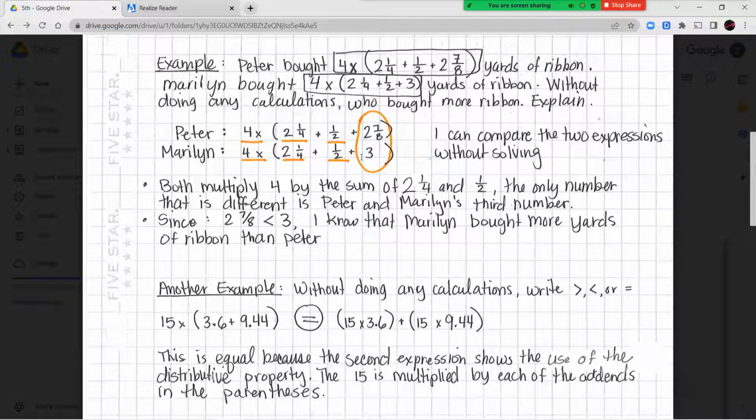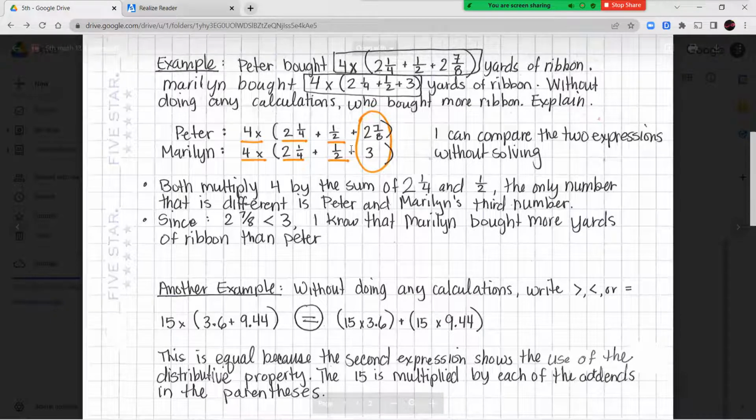Now I can compare the two expressions without solving because I can see that both of them multiply the sum by 4. Both of them have in their parentheses 2 1/4 yards plus 1/2 a yard. Now the only difference is in their last measurement. One has 2 7/8 of a yard and one has 3 yards. Because we know 2 7/8 is less than 3, I can tell right away that Marilyn bought more yards of ribbon than Peter did.